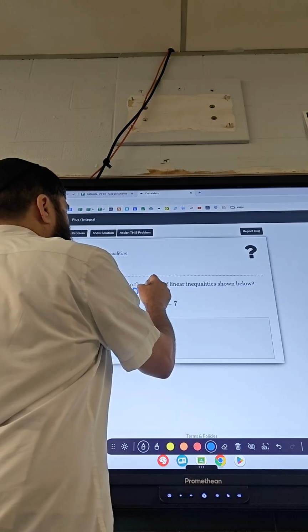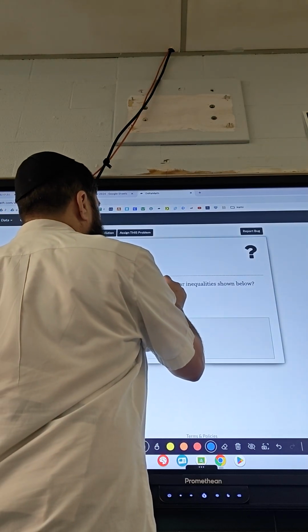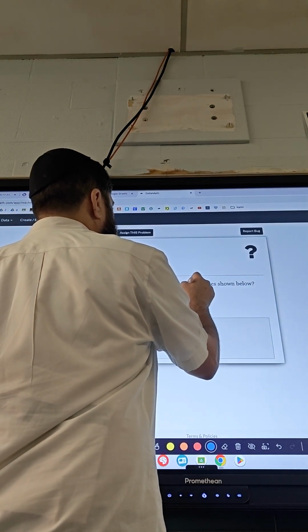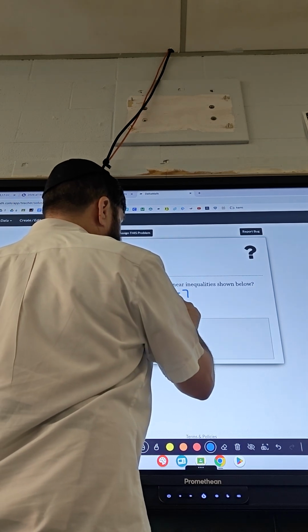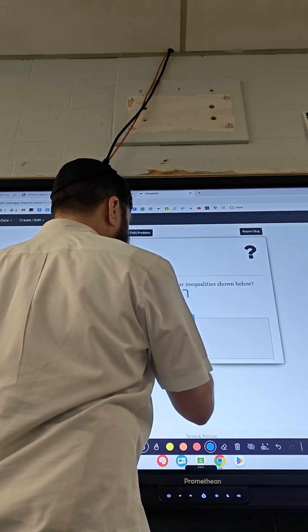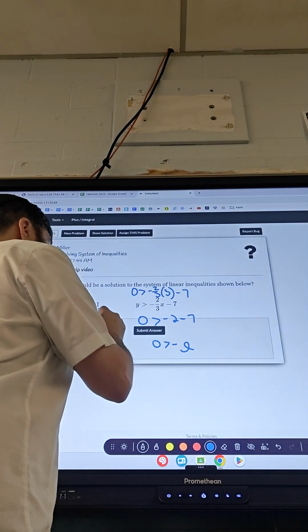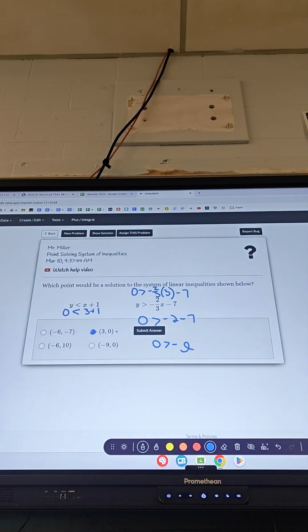So 0 is greater than negative 2/3 times 3 minus 7. So 0 is greater than negative 2 minus 7. So 0 is greater than negative 9. And lo and behold, that's the right one.